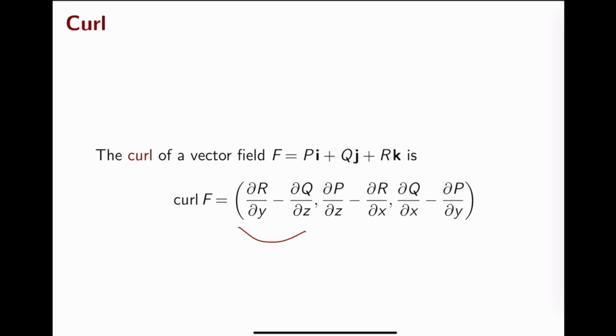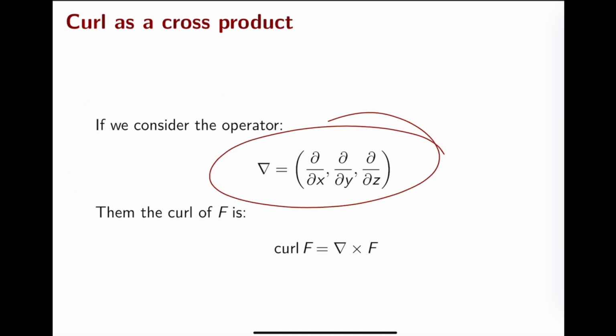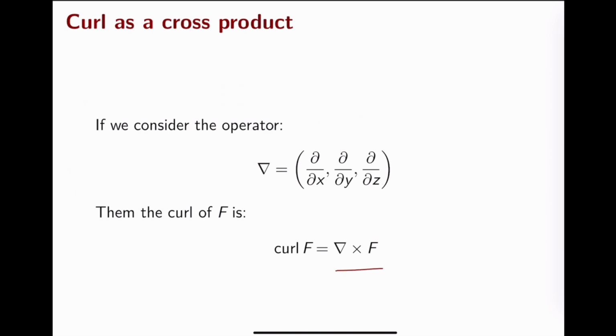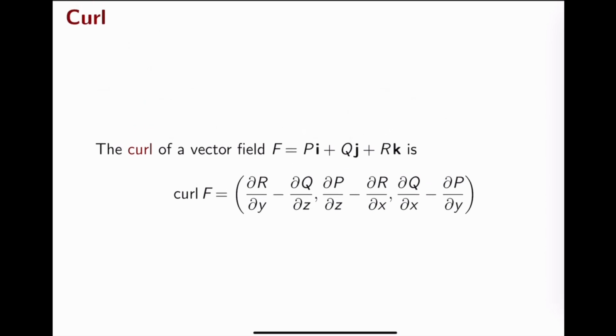We're going to have to take this component of the vector field and do the derivative with respect to y. And then we take this component and do the derivative with respect to z. And then we subtract them, and so on. In order to remember this formula here, we can consider the curl as a cross product. If we consider as before the operator given by just the symbols of the partial derivatives, if we now do the cross product with F, we are going to obtain exactly this formula that we described before.